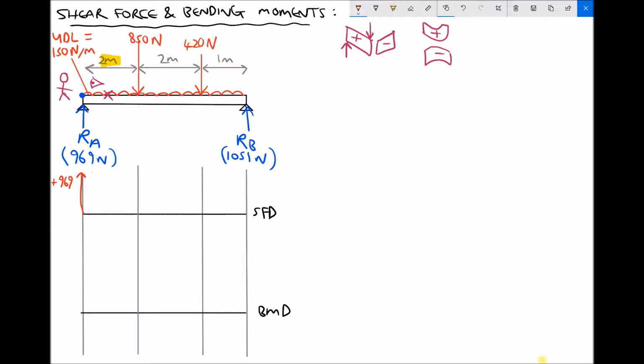So the way we represent that on our shear force diagram is at the left hand side of that UDL we can see none of the UDL. At the right hand side of that UDL we can see all 2 metres, or 300 newtons worth. So we need to come down at an angle like so. If we sketch that as a triangle, here we have minus 300. And if we've come down 300 from 969, we're going to be at 669.